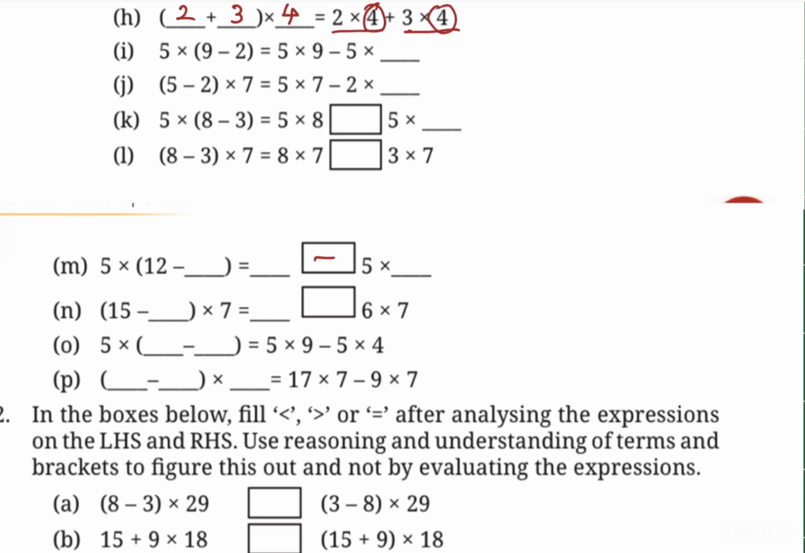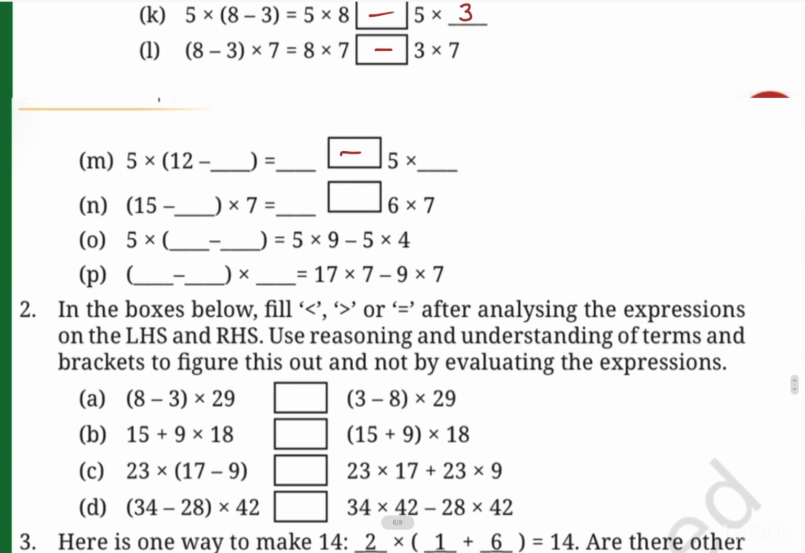Next question, 5 times 9 minus 2 is equal to 5 times 9 minus 5 times 2. 5 minus 2 times 7 is equal to 5 times 7 minus 2 times 7. 5 times 8 minus 3 is equal to 5 times 8 minus 5 times 3. 8 minus 3 multiplied by 7 is equal to 8 multiplied by 7 minus 3 multiplied by 7.